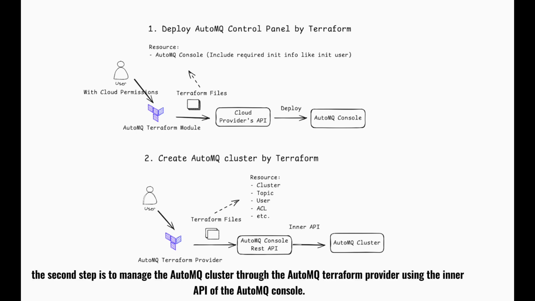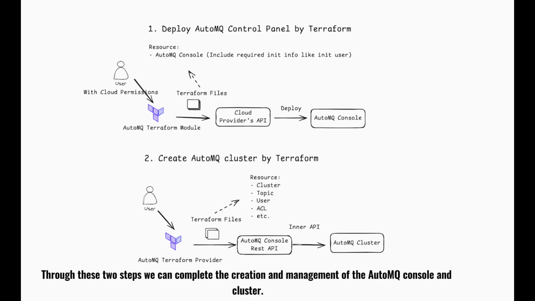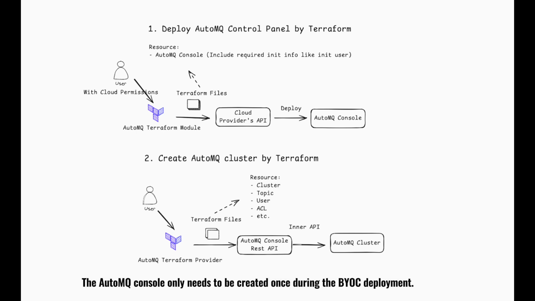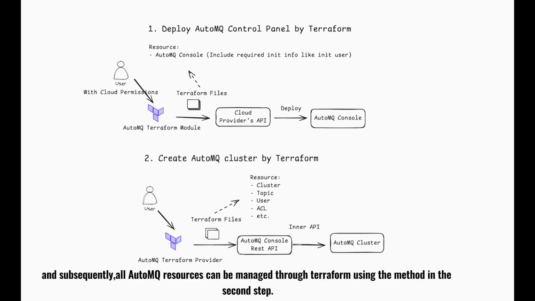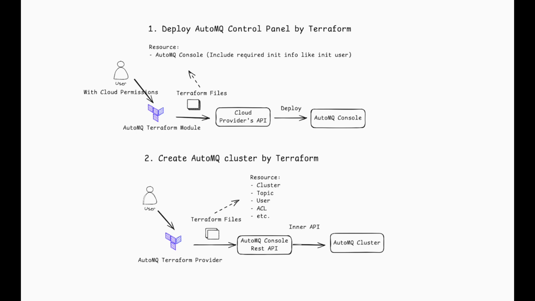The second step is to manage the AutoMQ cluster through the AutoMQ Terraform provider, using the inner API of the AutoMQ console. Through these 2 steps, we can complete the creation and management of the AutoMQ console and cluster. The AutoMQ console only needs to be created once during the BYOC deployment. And subsequently, all AutoMQ resources can be managed through Terraform using the method in the second step.